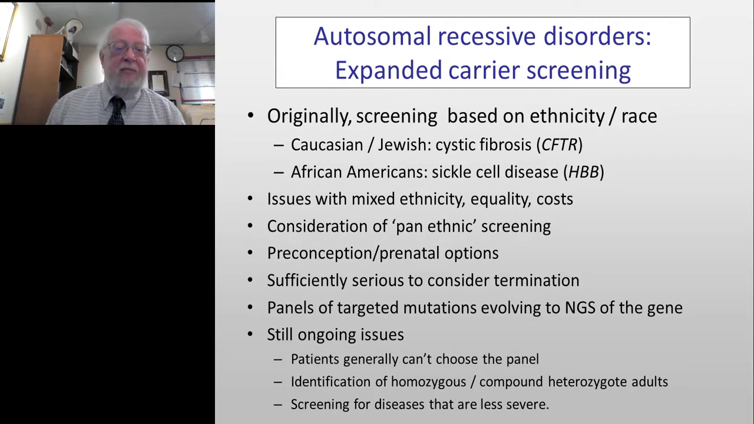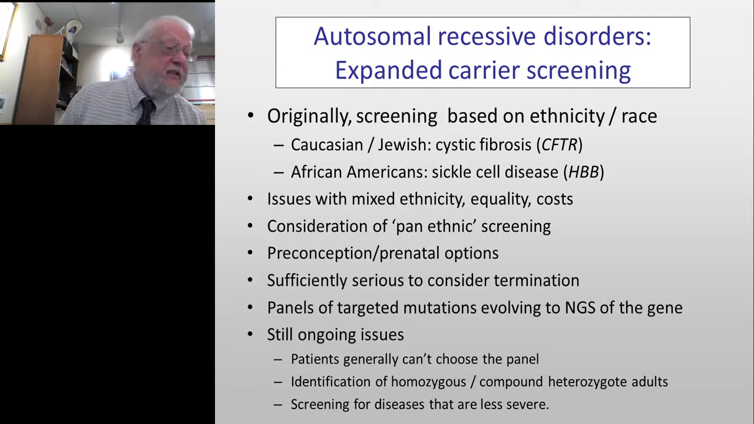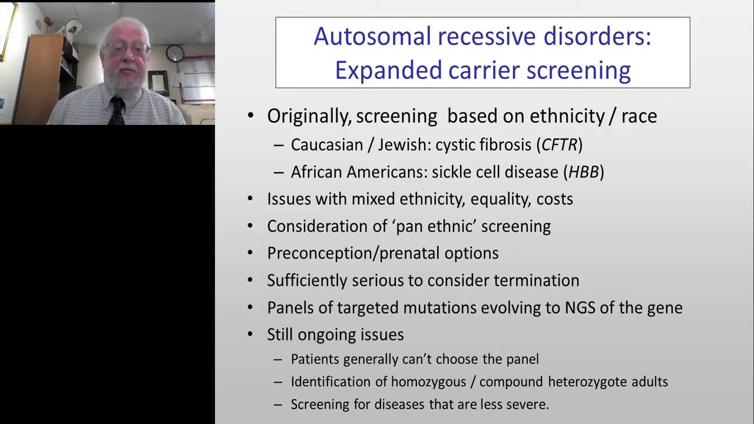But generally patients can't choose what's on the panel. The panel's there. They could have a small panel or a big panel, but they can't say, well, I'm really interested in disease ABC. And when you get to 150 diseases, I'm not sure patients would be capable of deciding which ones they want or not. But if you keep it to sufficiently serious to consider termination, I think that may be the way to go. Another thing that's interesting is that in doing this testing in the population, it's surprising how often they identify the mother or father as being homozygous or compound heterozygous for one of these, for CFTR.